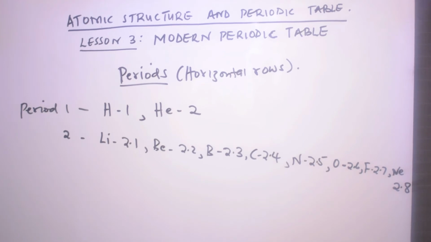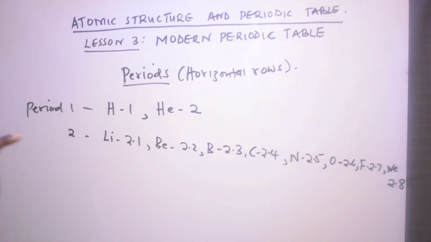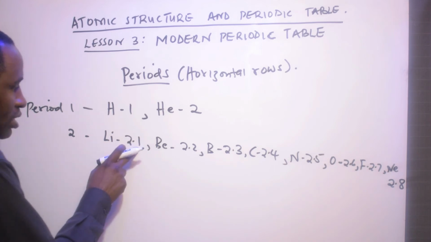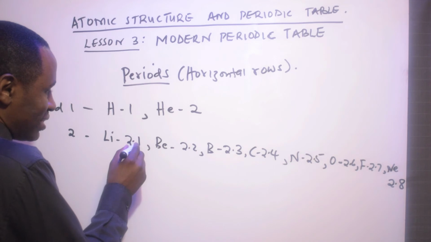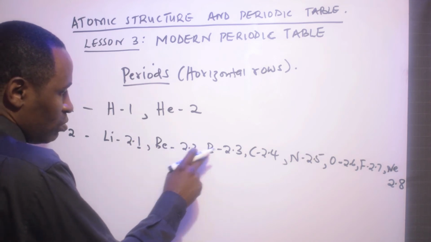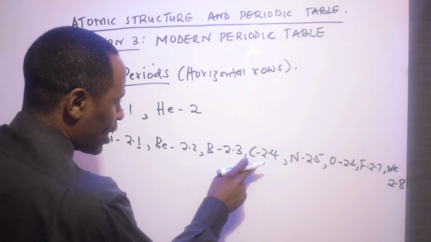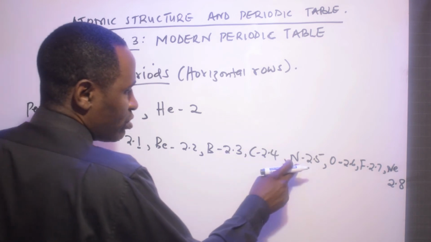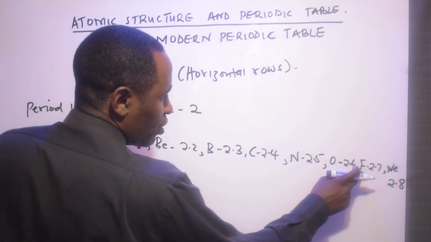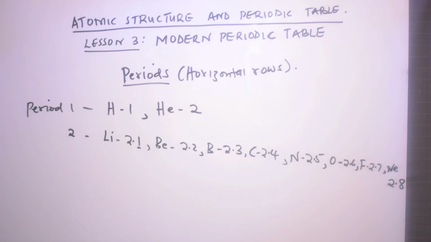And so far, we have already discussed the groups. You can tell that lithium here is in group 1 because the outermost energy level has 1 electron. Beryllium in group 2, boron in group 3, carbon in group 4, nitrogen in group 5, oxygen in group 6, fluorine in group 7, and neon in group 0. So this is what we are talking about.